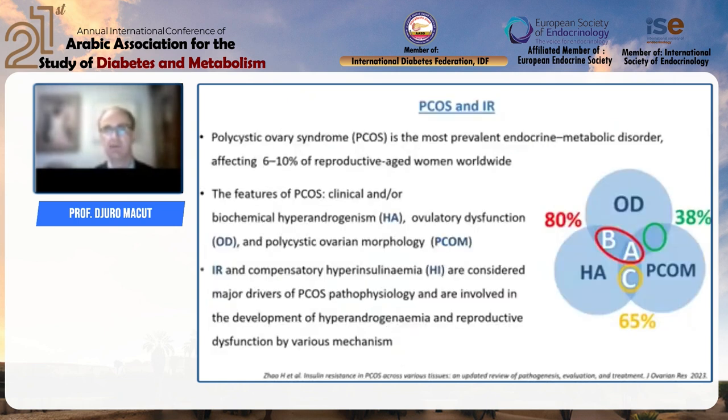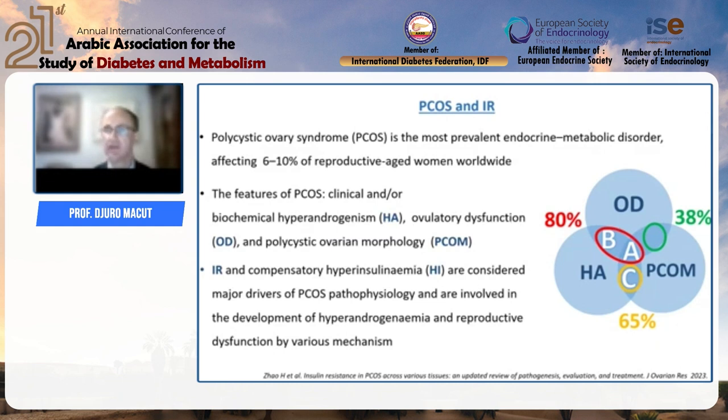If we are talking about polycystic ovarian syndrome, this is the most prevalent endocrine metabolic disorder, affecting about 10% of reproductive age women worldwide using the NIH criteria from 1990. This percentage rises to over 20% if we use the Rotterdam criteria from 2003. The features include hyperandrogenism, either biochemical or clinical, ovulatory dysfunction, and polycystic ovarian morphology. Insulin resistance and compensatory hyperinsulinemia are considered major drivers of PCOS pathophysiology and are involved in the development of hyperandrogenism.